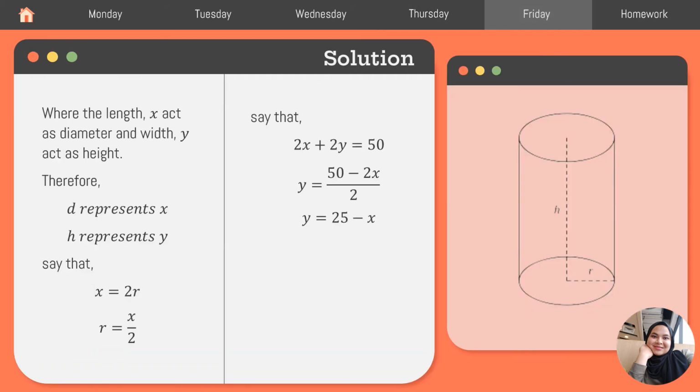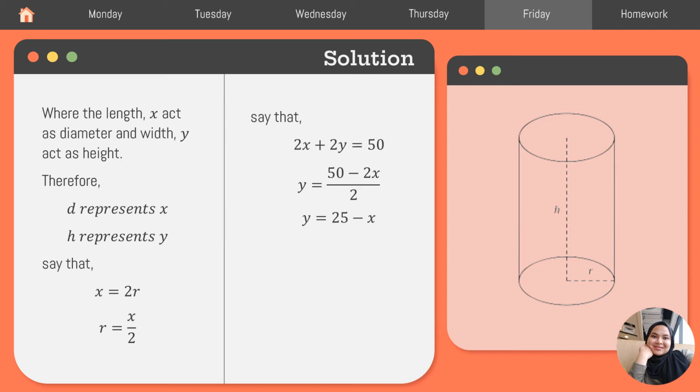Again, to understand better, sketch a cylinder. As you can see in the diagram, the radius of the cylinder is half the diameter and the height is h. Therefore, the diameter d represents x and the height h represents y. Thus, by rearranging the equation d in terms of x, or in other words, the equation x equals 2r in terms of x, the radius shall now be x over 2.